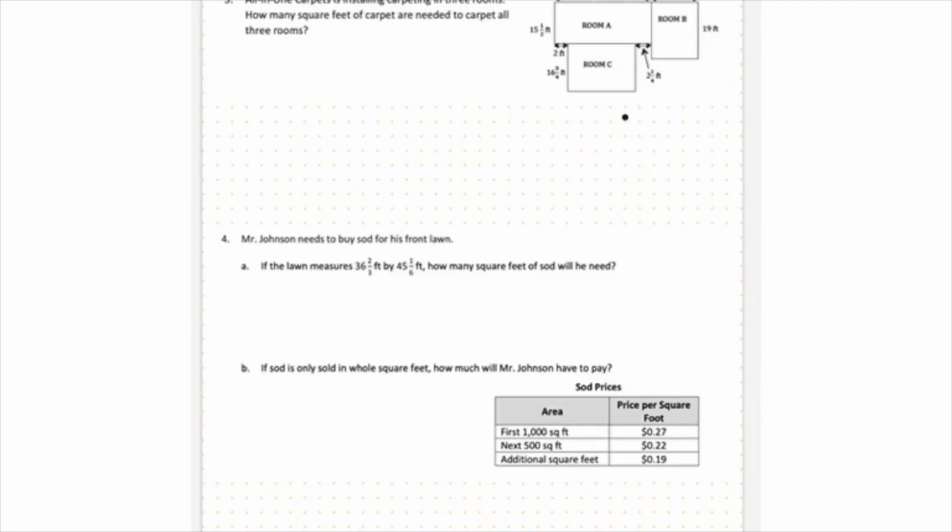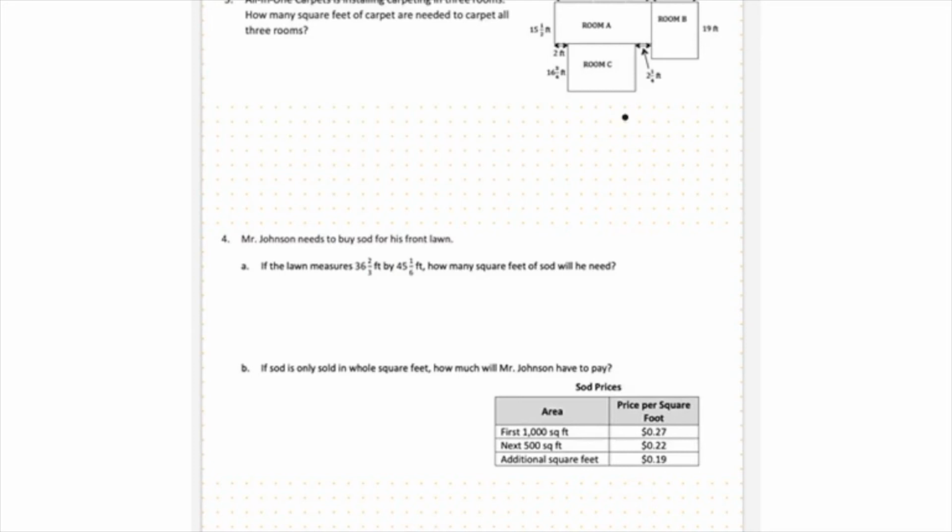When we move to number 3, I'm looking at room A, room B, and room C. All-in-one carpets is installing in 3 rooms, so all of those rooms need to have carpets. How many square feet are needed to carpet all of the rooms? Well, this is similar to when we did volume and we decomposed the different pieces, but we're just doing area.